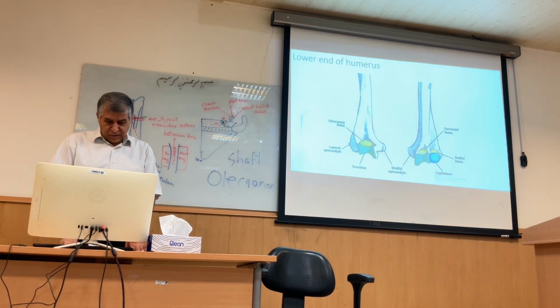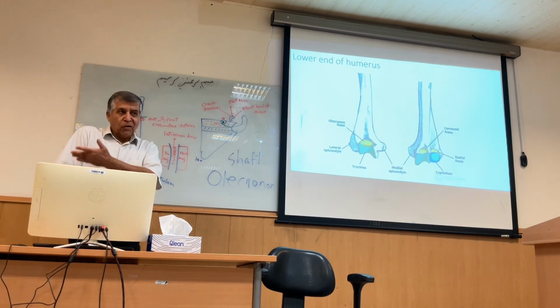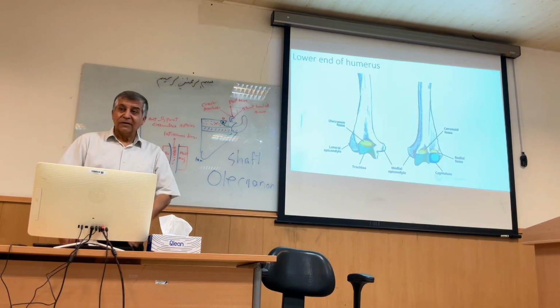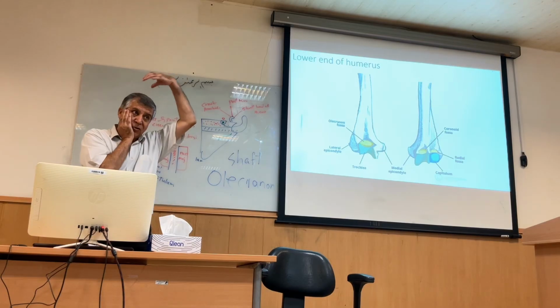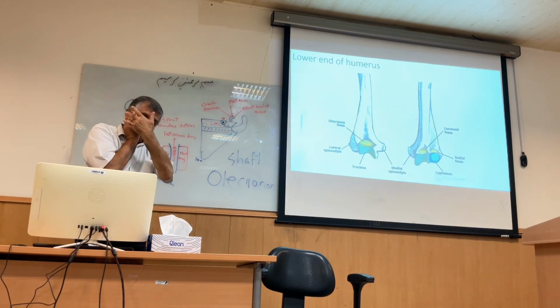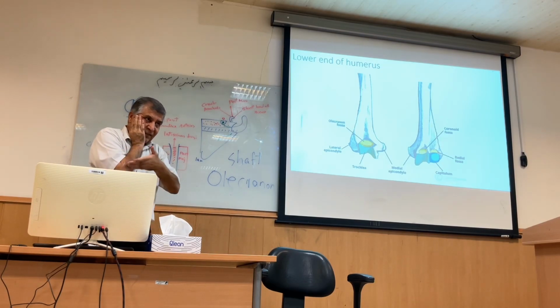Which part of the humerus is ossified early? Proximal or distal? Distal. Because blood flow is toward the elbow. For this reason this area is ossified early.